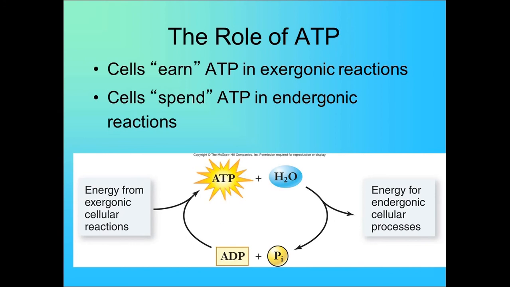The picture below shows that ATP-ADP cycle I mentioned earlier. When the cell breaks ATP down into ADP, energy is released. This energy is used to power the endergonic reactions like muscle contractions in the body. That's why it's called spending ATP.